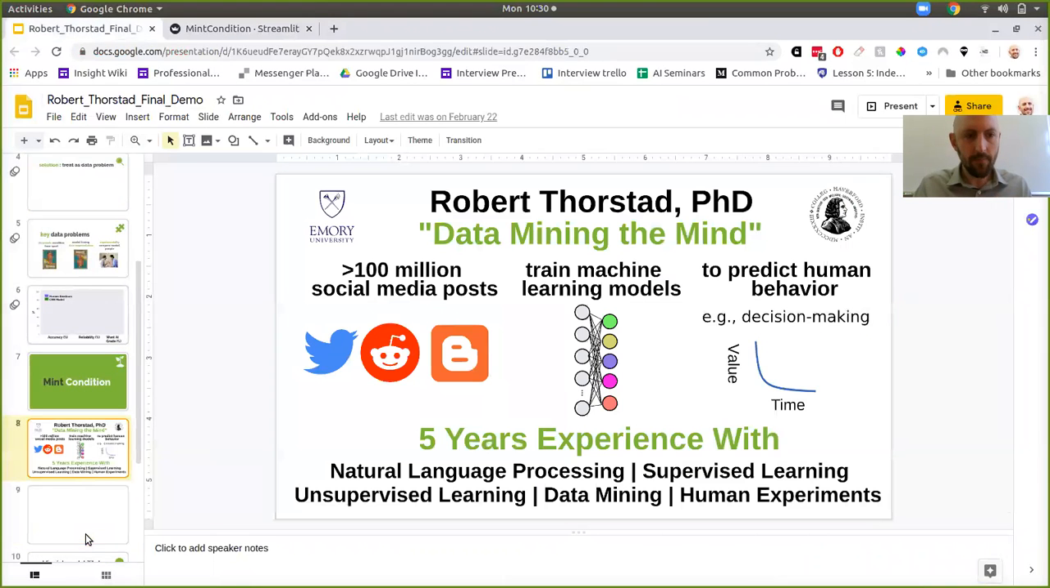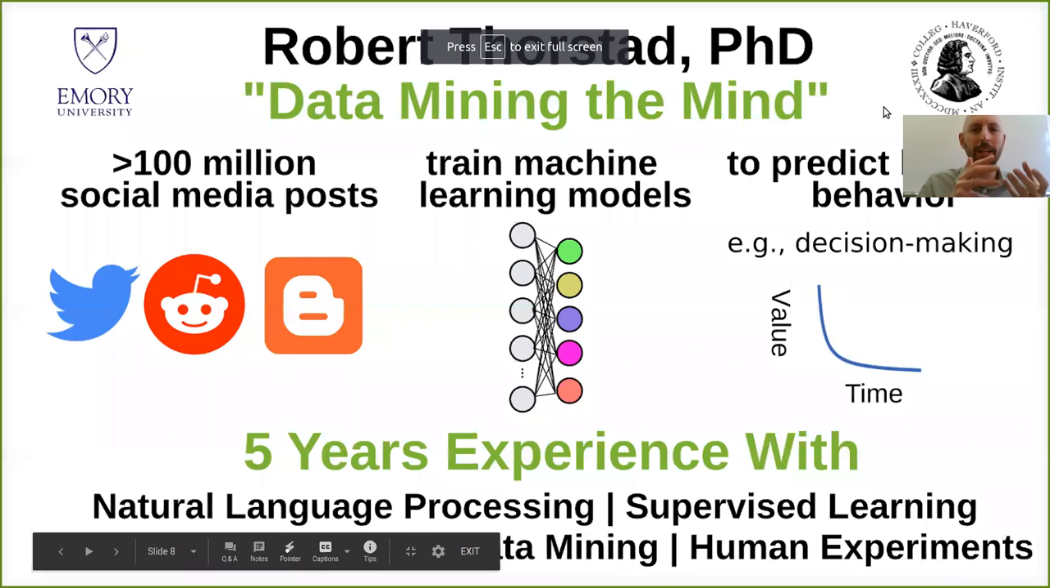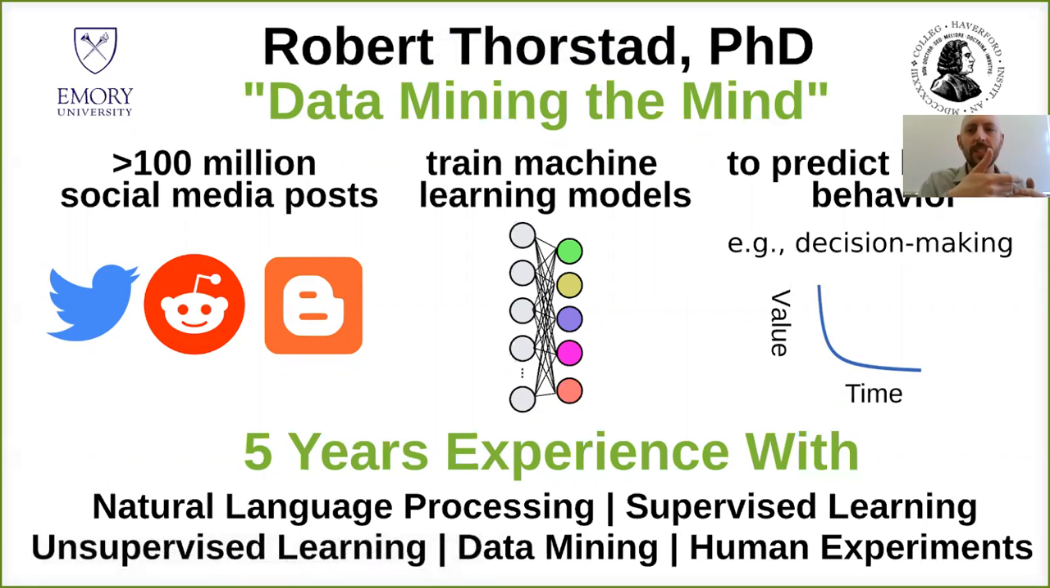So a little bit about me. I spent my graduate school mining over 100 million social media posts. And the idea was to see whether your large-scale everyday behavior says something about who you are as a person. So I was typically training machine learning models, supervised and unsupervised, to say something interesting about you, like what decisions might you make if you actually went in the lab. And then I would follow up and actually conduct the relevant experiments.